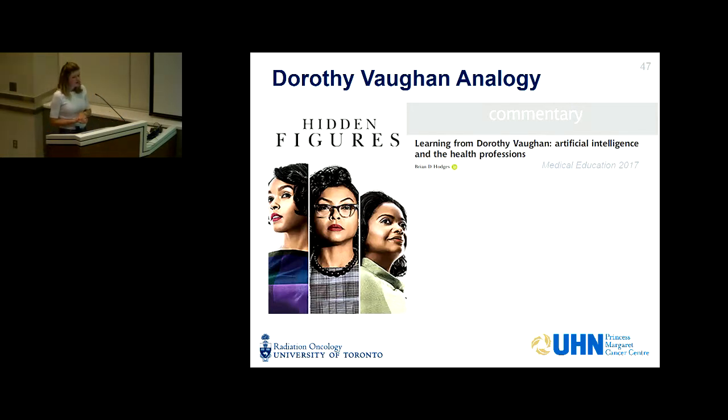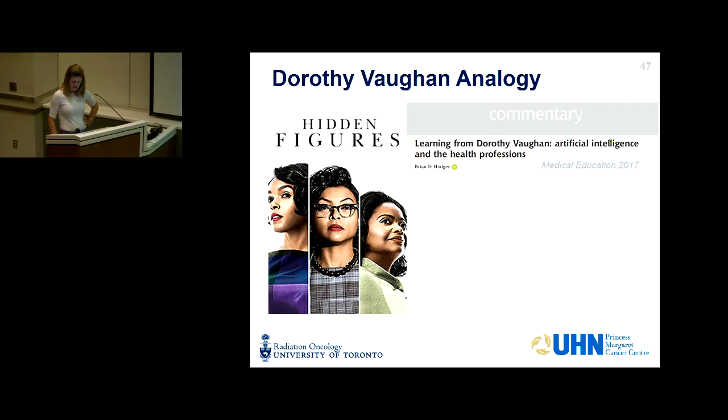This was first expressed by Dr. Brian Hodges, who is the Vice President of Education here at the University Health Network in Toronto. He first published this in an editorial in 2017. It's the analogy of Dorothy Vaughan. Dorothy Vaughan was played by Octavia Spencer in the movie Hidden Figures a couple of years ago. In the 1960s, in the race to the moon, she was one of a number of African-American female scientists who worked for NASA basically as human computers, just crunching the numbers, dealing with complex calculations.